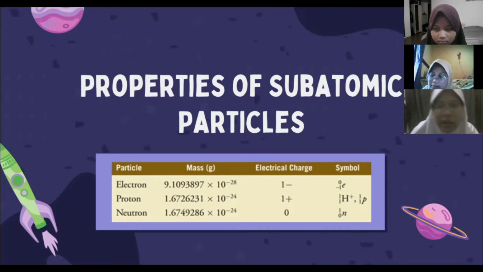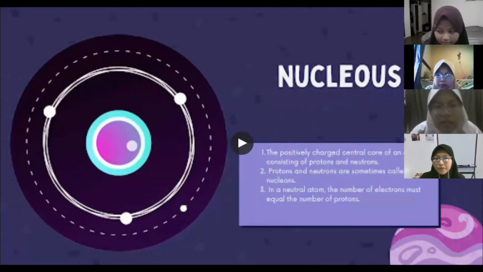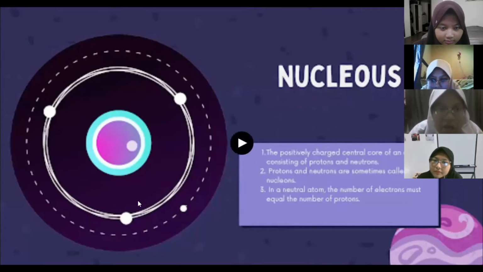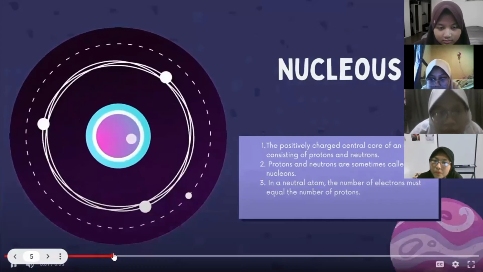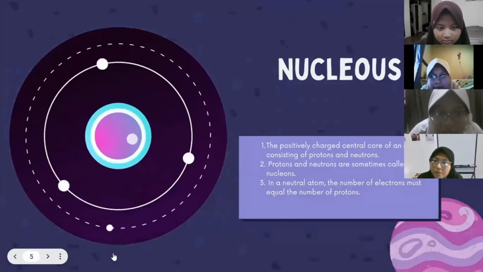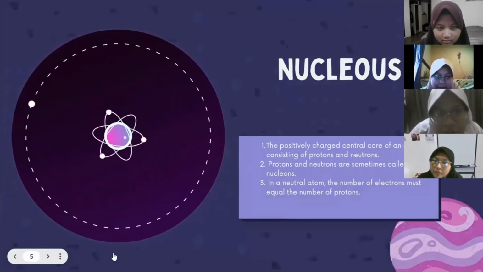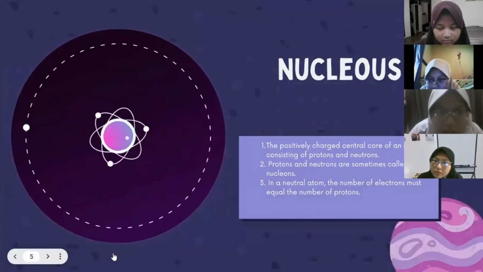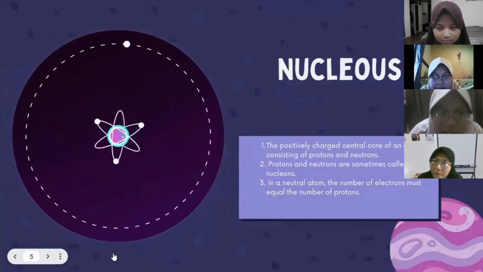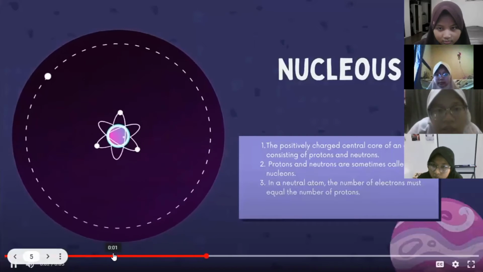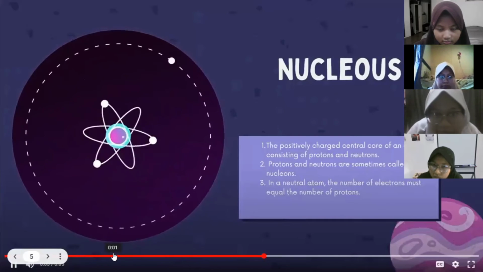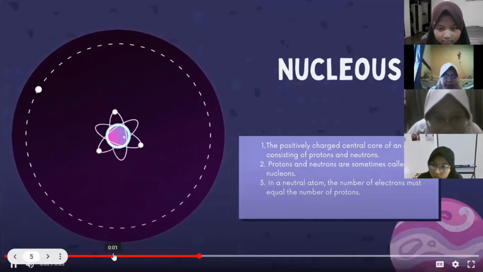Okay, thank you, Fani. I will explain about the nucleus. First, the nucleus is the positively charged central core of an atom consisting of protons and neutrons. Second, protons and neutrons are sometimes called nucleons. Third, in a neutral atom, the number of electrons must equal the number of protons. Okay, next slide.